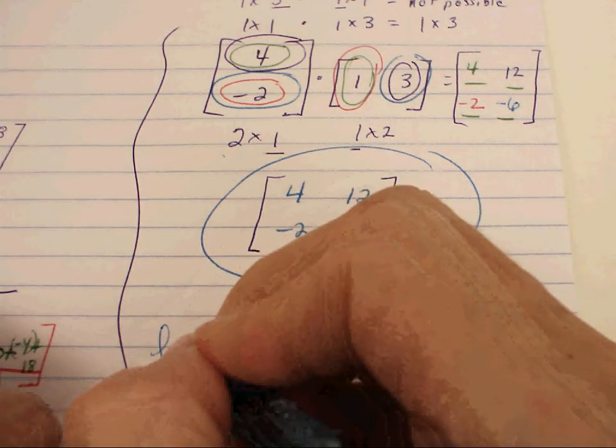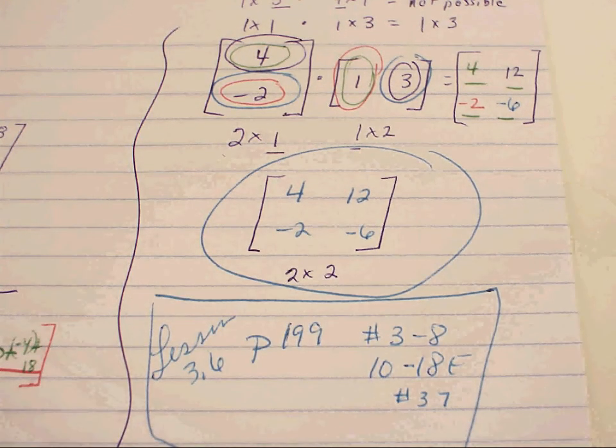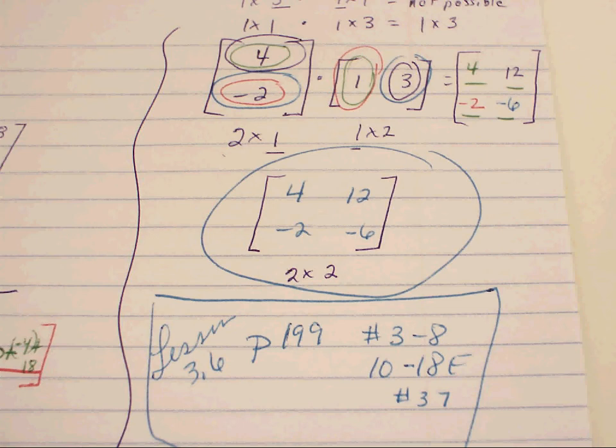If you do not have your book, I have some extra books, and we can also take pictures with our phone and then use that as the page. We're going to do number 3 through 8, number 10 through 18 even, and number 37. This is lesson 3.6.